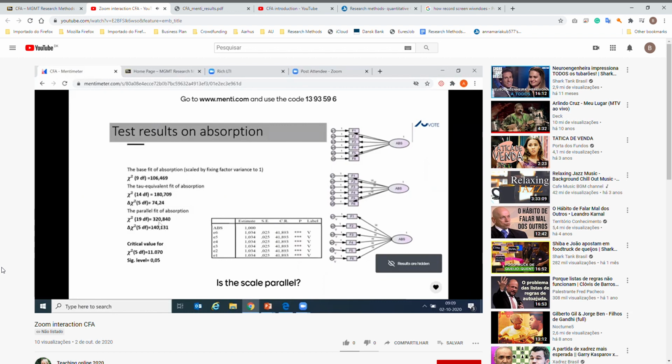And you see that the difference in chi-squared is 140. And you know that 140 is much larger than 11. So the critical value has been surpassed. You are off the chart. Your chi-squared is super large. It's much larger than the critical value. That means that the test has not been passed.